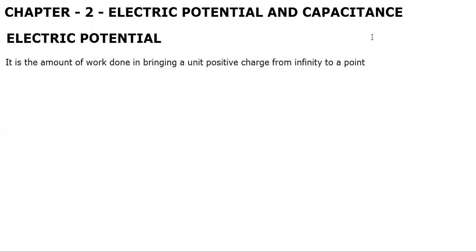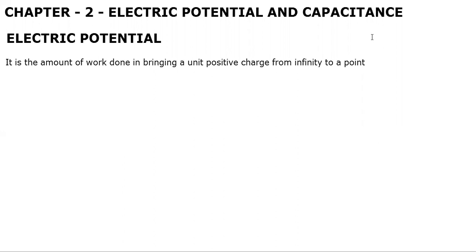After completing Gauss law and its applications, we are done with the first chapter. Today we are starting chapter number 2, that is electric potential and capacitance. So the first topic that we are starting is electric potential, and this topic was done in class 10th also. So the definition and the meaning remain same.